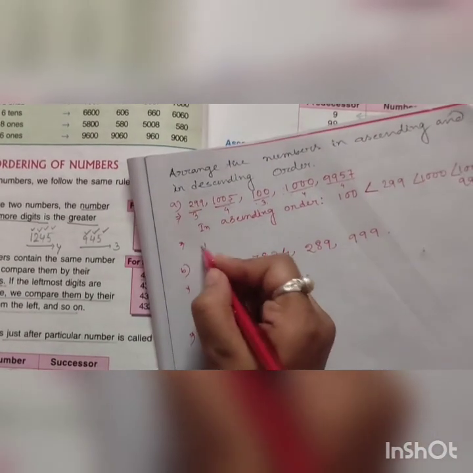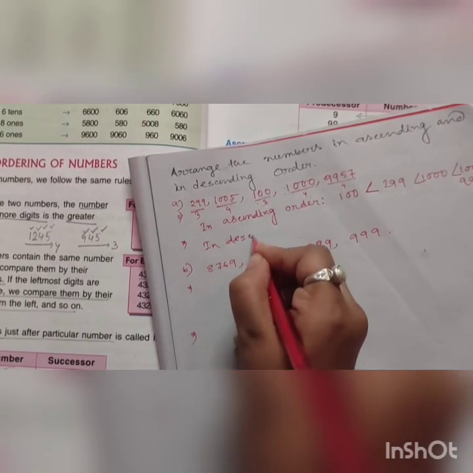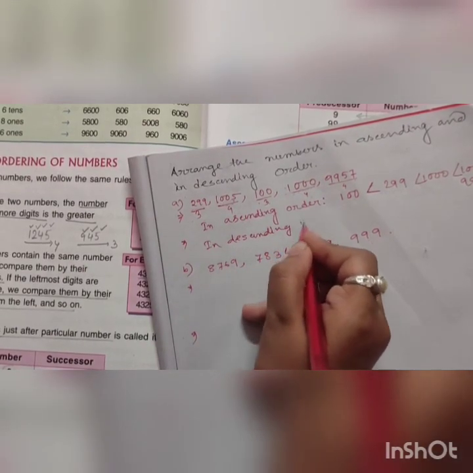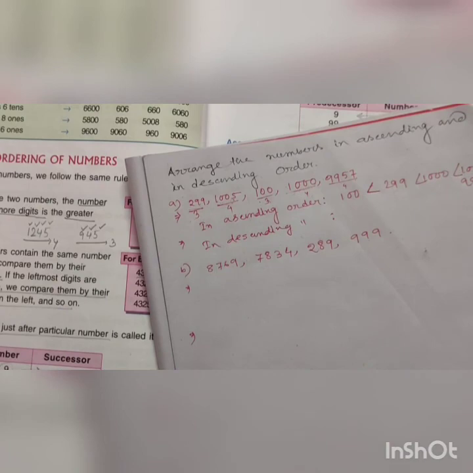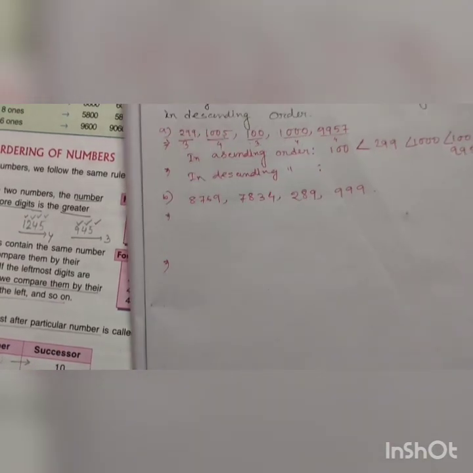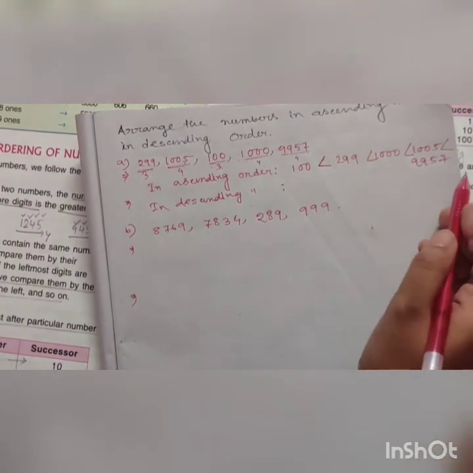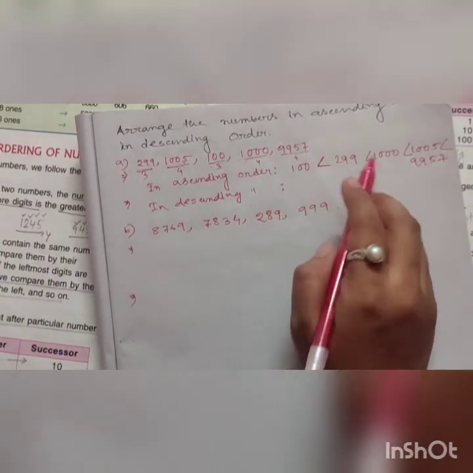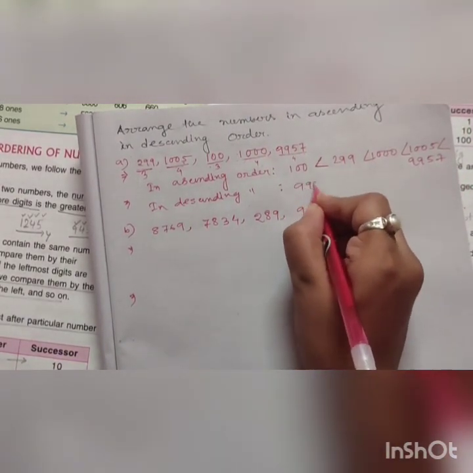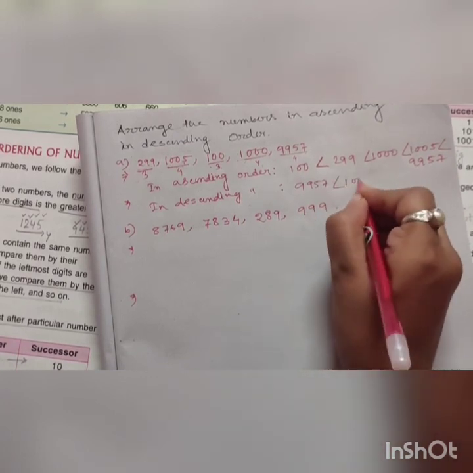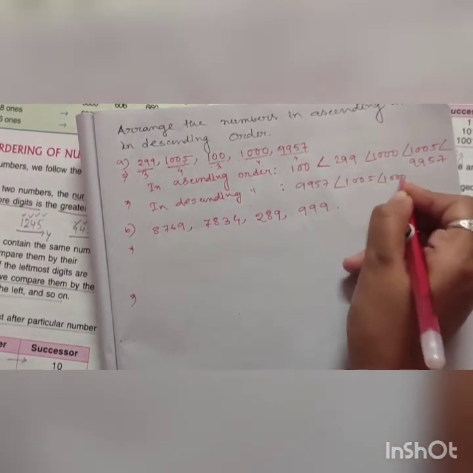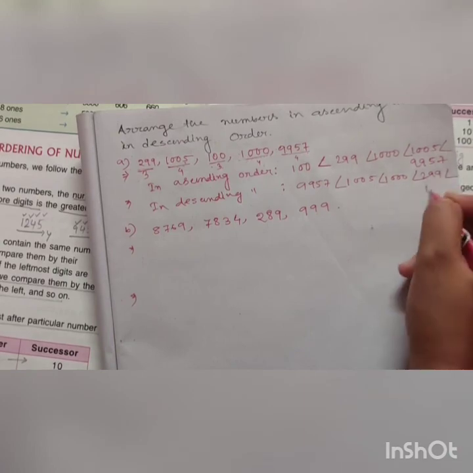Okay. And in ascending order, the smaller number comes at first, and in descending order the bigger number comes at first. So descending order is the opposite of ascending order. তাহলে এই ascending order কে উল্টো করে দিলেই আমরা descending order পাবো। So first কোনটা আসবে? 9957, then 1005, then 1000, then 299, then 100.